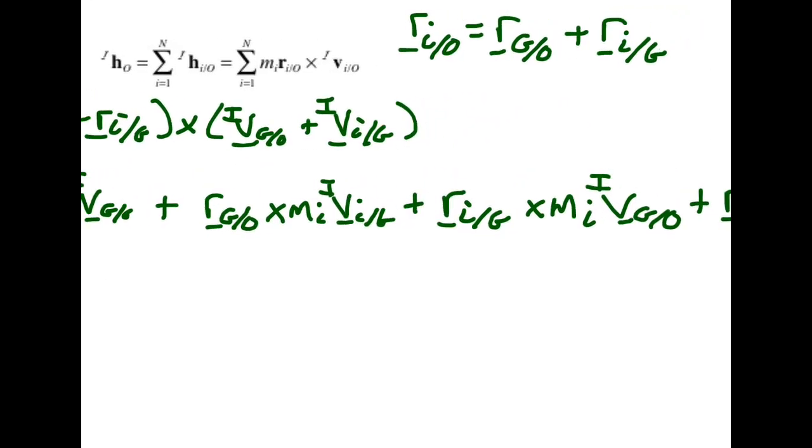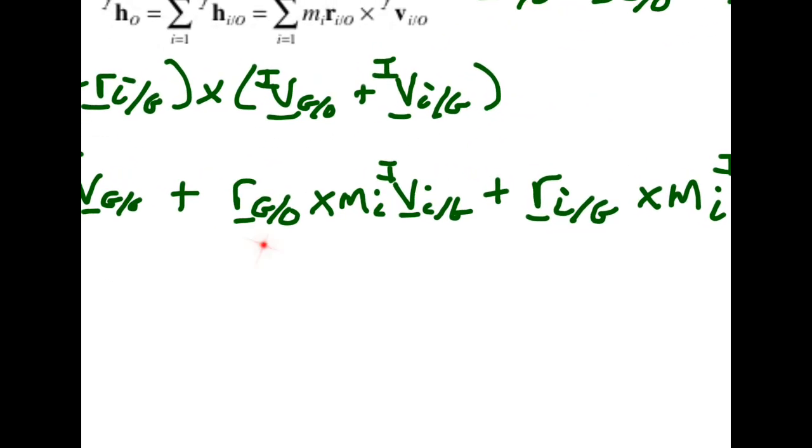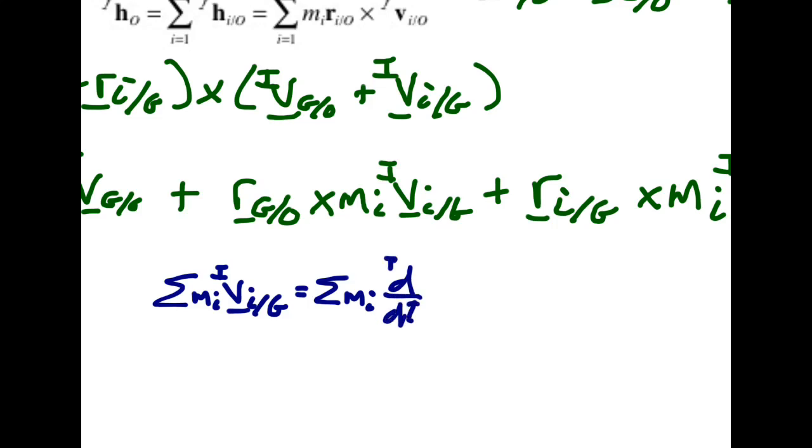Now let's look closely at the second term, and we see that we have the position of the center of mass with respect to the inertially fixed point crossed with the summation of all the masses multiplied times the velocity of each mass with respect to the center of mass. So let's take this last expression, which is the summation of all the masses multiplied times the velocity with respect to the center of mass of each mass. Now we can rewrite this as the summation of each mass multiplied times the time derivative of the position vector r_i with respect to G.